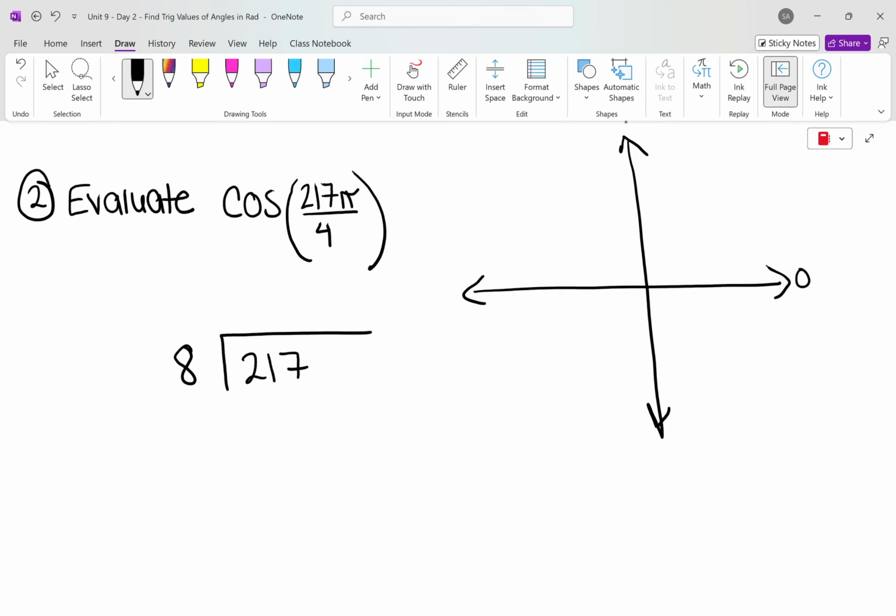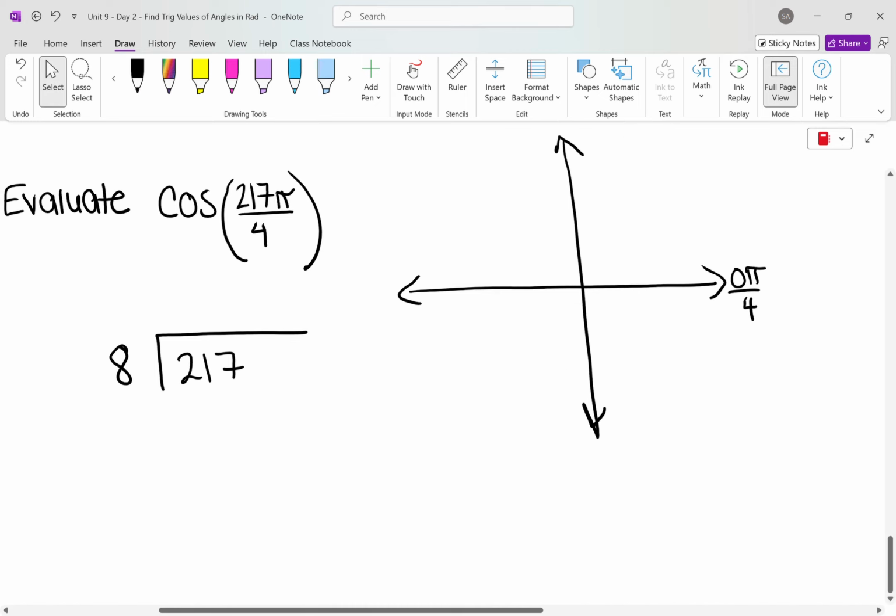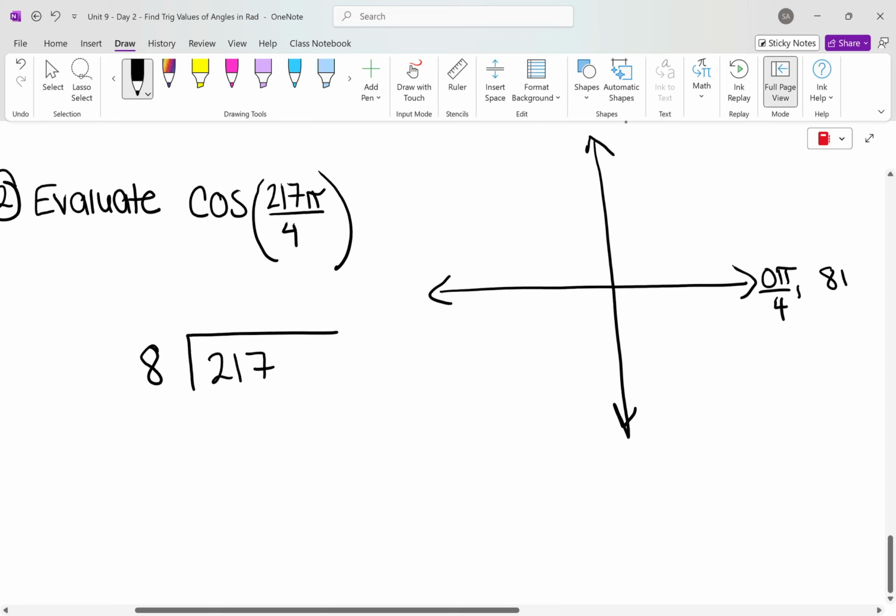Because when we make everything have a denominator of 4, this becomes 0 pi over 4, and this becomes 8 pi over 4, right? The 2 pi becomes 8 pi over 4. So essentially, every full revolution is 8 pi over 4. So we would do 217 pi over 4 minus 8 pi over 4, minus another 8 pi over 4, minus another 8 pi over 4. So we're really taking 217 and dividing it by 8. We're always dividing by double the denominator because that's going to be a full revolution.